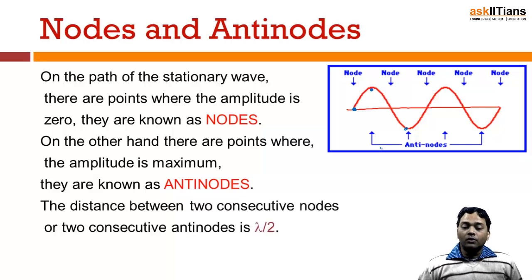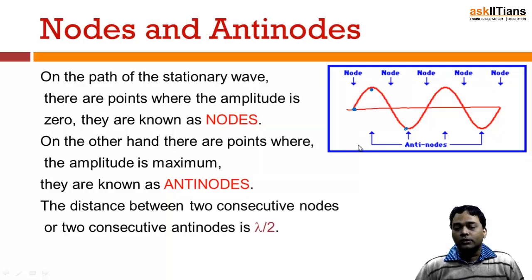The distance between consecutive nodes, or between two consecutive antinodes, is going to be lambda by 2. Starting from one node to the next node is lambda by 2, and similarly these are two consecutive nodes. From here to here gives you lambda, and therefore the distance between two consecutive nodes equals lambda by 2. Similarly, between two consecutive antinodes it is also lambda by 2.